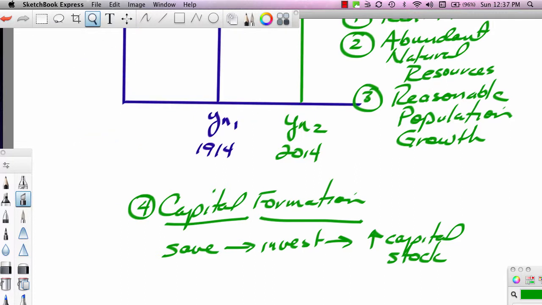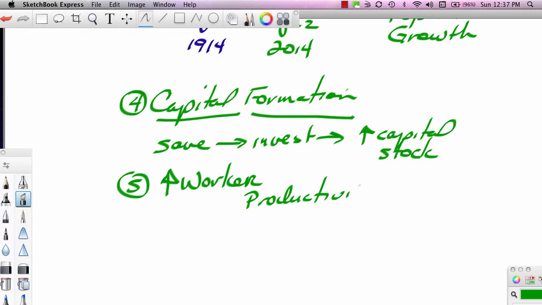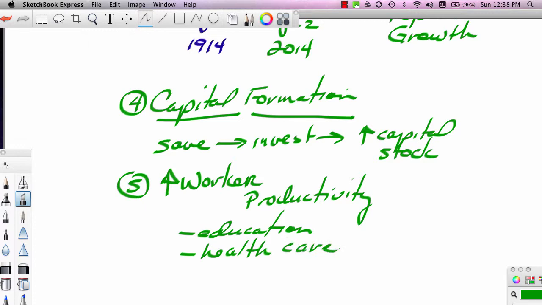Go down to number 5. Another key factor would be improvements in worker productivity, higher worker productivity. Now, there's lots of things that affect worker productivity. You could do a whole segment and lesson on this. I can teach courses on what causes improvements in productivity. But the key idea here is that workers have improved in their productivity over time, and you can look at things like education. You can look at things like healthcare. All of these things have contributed to better worker productivity.